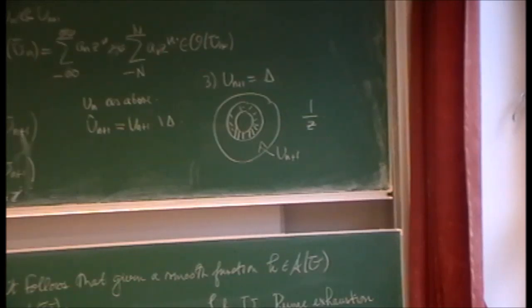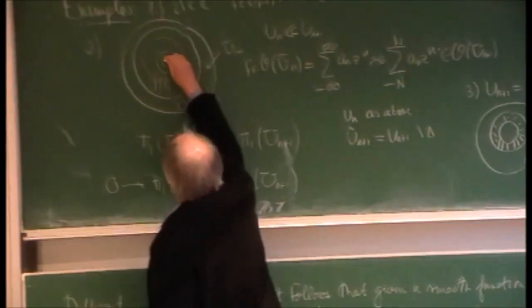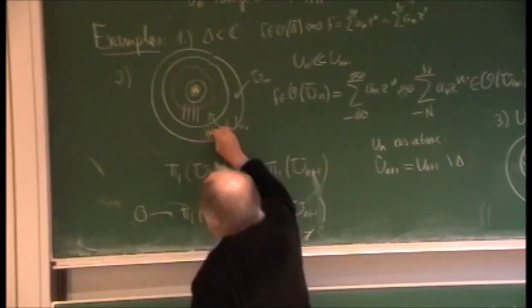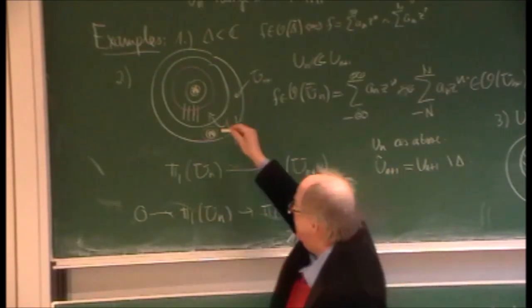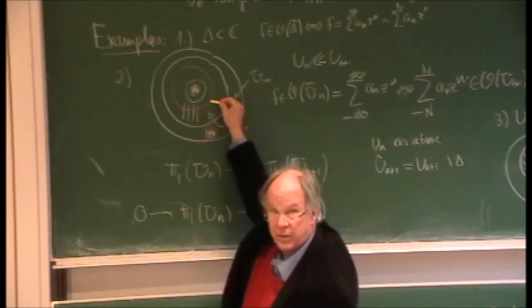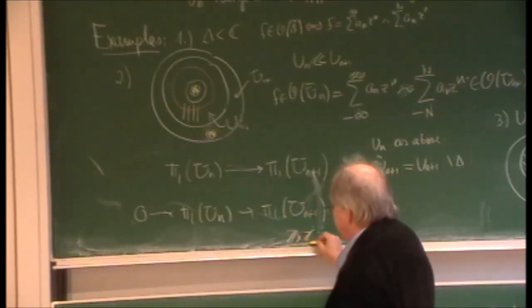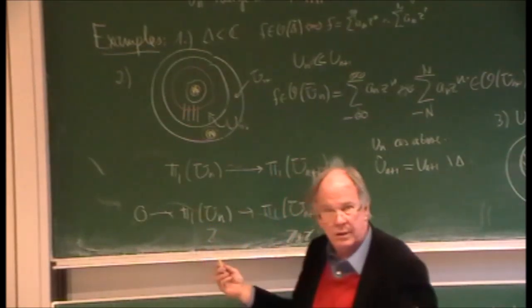I'll draw the colors so we're not confused. U_{n+1}: I have removed the small disk to make it an annulus, and I remove a little stupid disk in some place. Okay? So it has this cycle obviously in the fundamental group, and this cycle obviously in the fundamental group. So its fundamental group is Z plus Z, and this fundamental group is just Z because it's an annulus.